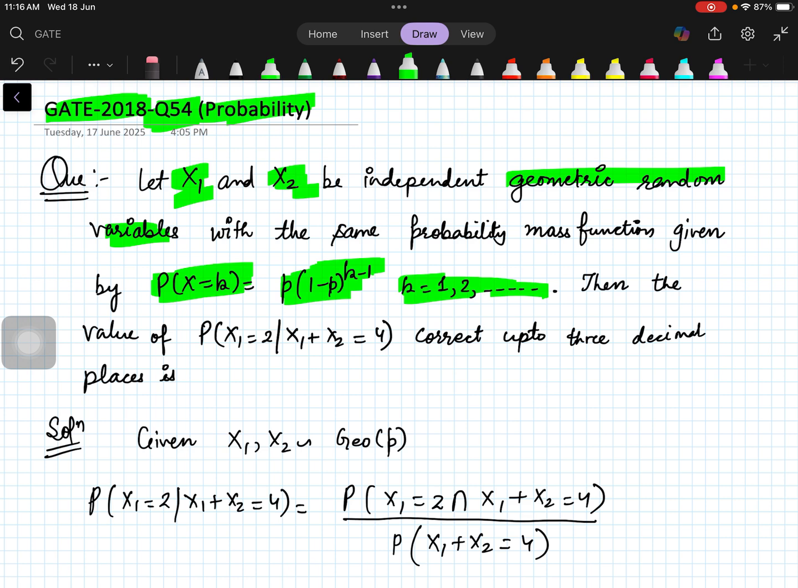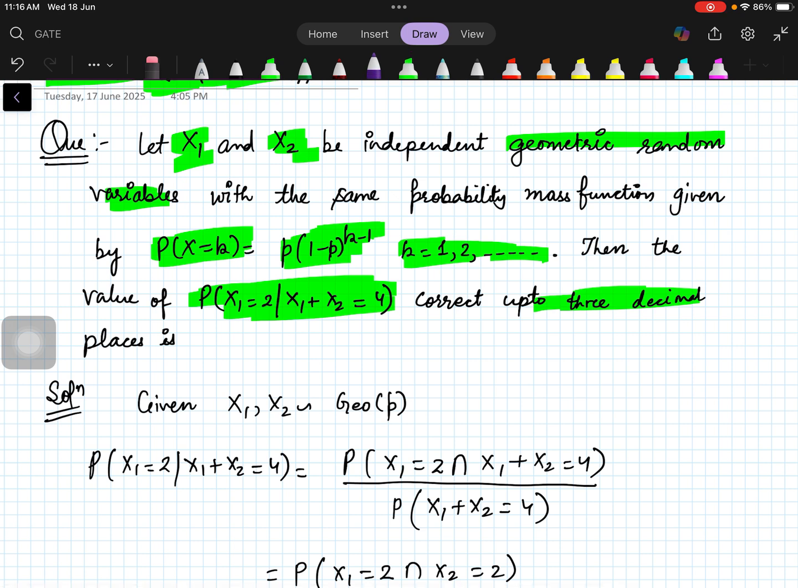Then we have to tell what is the conditional probability of x1 taking the value 2 given that x1 plus x2 equals 4, correct up to 3 decimal places, right. Now, you are given the PDF, so probabilities will come from here. Both x1 and x2 are geometrically distributed random variables. You should know what geometrically distributed random variables are: those random variables whose PDF looks like p q raised to power k minus 1, where q is 1 minus p. So, this is the geometric random variable.